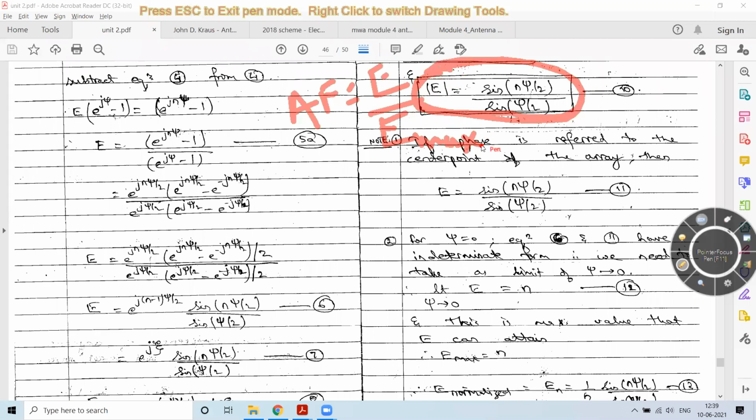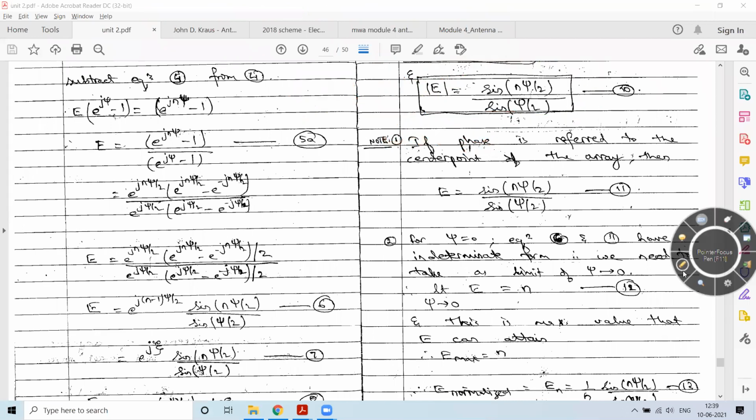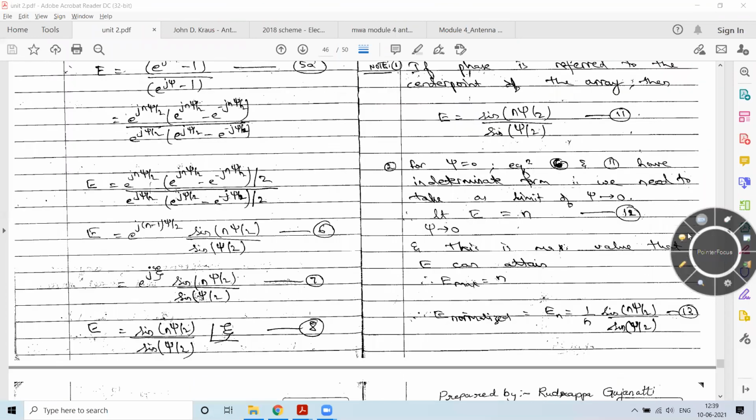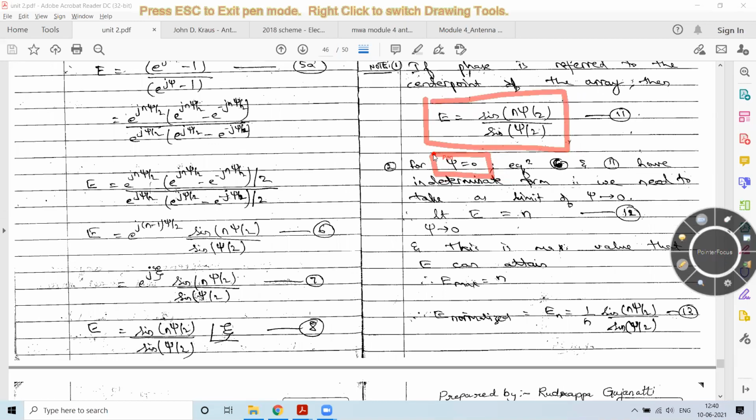So this is the electric field that we have. And for this n isotropic point sources, what is Emax? I need to estimate this. In order to estimate this, we evaluate this equation for psi tending towards zero. If I substitute it directly, I'll have an indeterminate form, so I need to use the limit concepts.